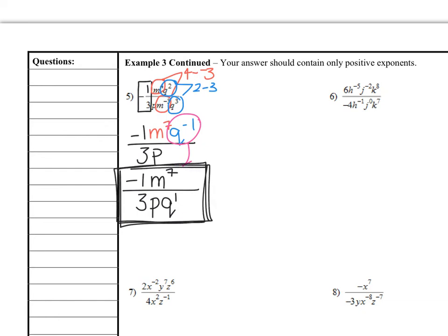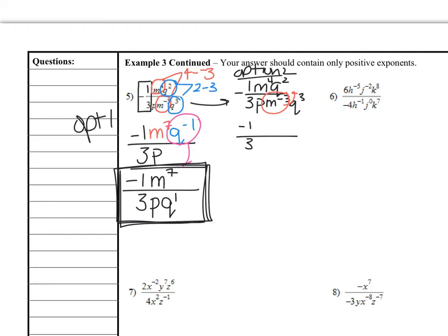The other method, let me just rewrite this, negative 1/3 m to the 4th, q squared, p, m to the negative 3, q to the 3rd. Okay, so this is just the same problem rewritten. So this is option 1 here, and this is option 2 here. Because there are different steps that you could take at different times. So in this case, I might try to move this m to the negative 3rd up. So that means I would have negative 1/3 m to the 4th, q to the 2nd, p, q to the 3rd, but now m to the positive 3rd is going up.